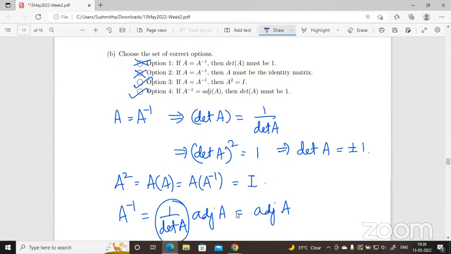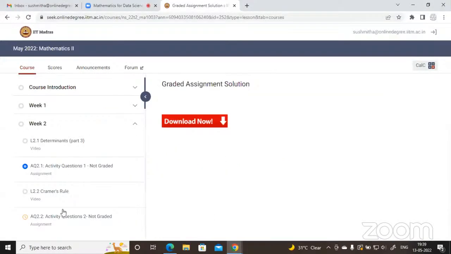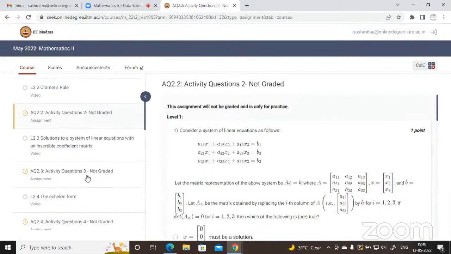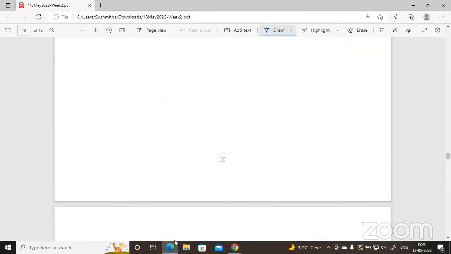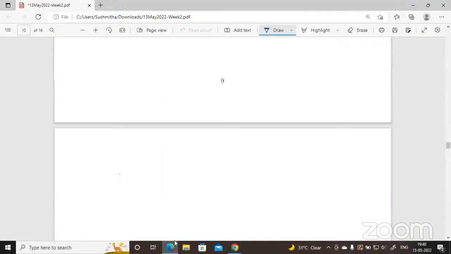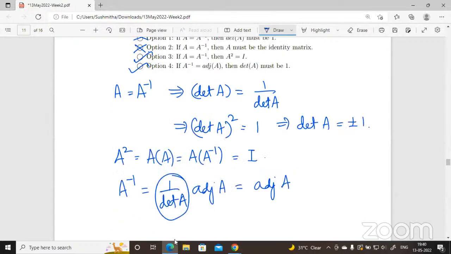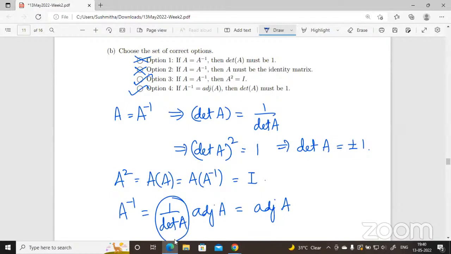Any questions from the activity? Ma'am, could you please go back to where you were writing just now? I didn't understand the last two steps. A squared equals A times A equals A times inverse of A. That's because it's given A is equal to A inverse. This is for option 1. This is for option 3. This is for option 4.